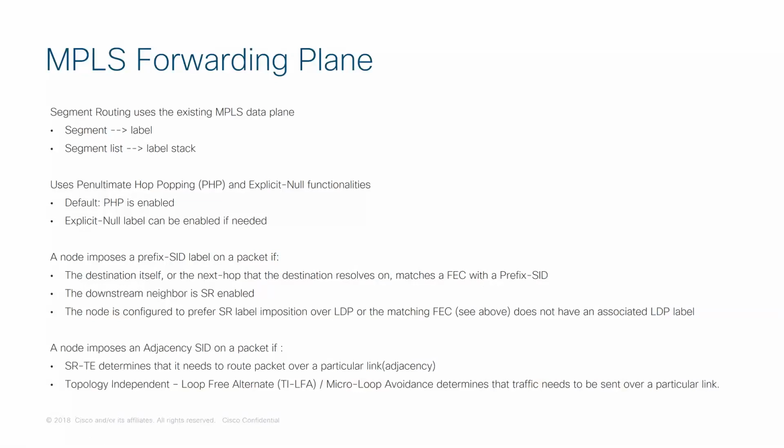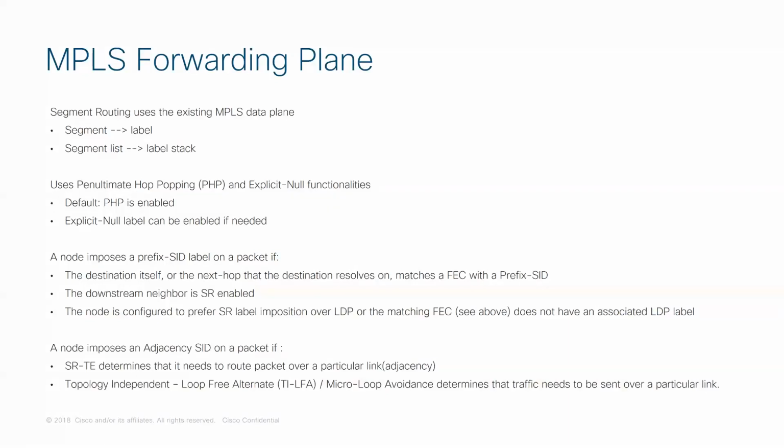So explicit null is never for an adjacency SID. It's for a node SID, because adjacency SID represents a link. Your question is, what if my last label is an adjacency SID itself? In that case, the last label should not be an adjacency SID. It should be a node SID.